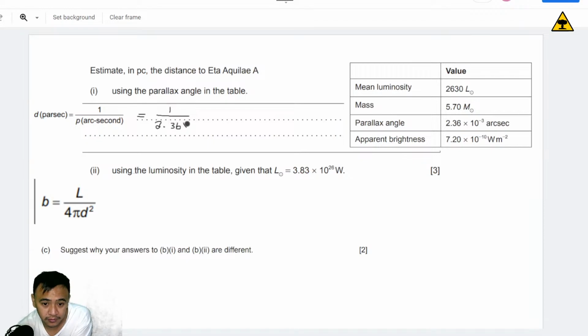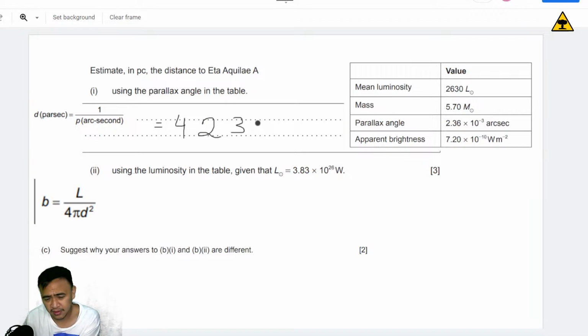Okay, 423. Is that for part 1 or part 2? For part 1. Yeah, correct. 423, 0.7. 423 should be fine. Or it's 0.7, so that should round off to 424, right? Parsec. Okay. How about part 2?